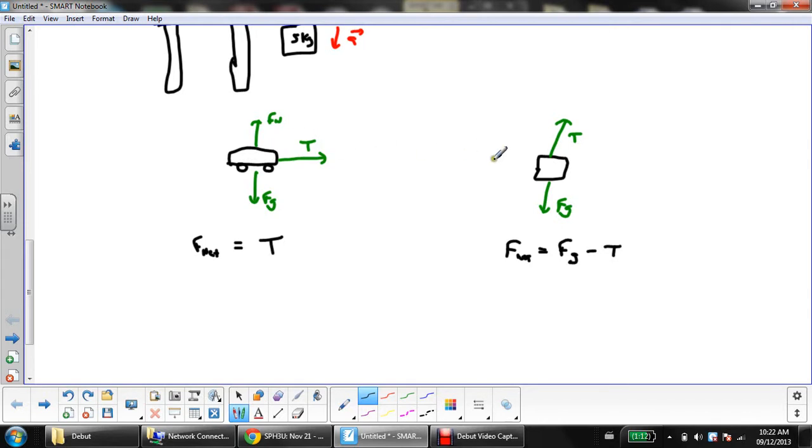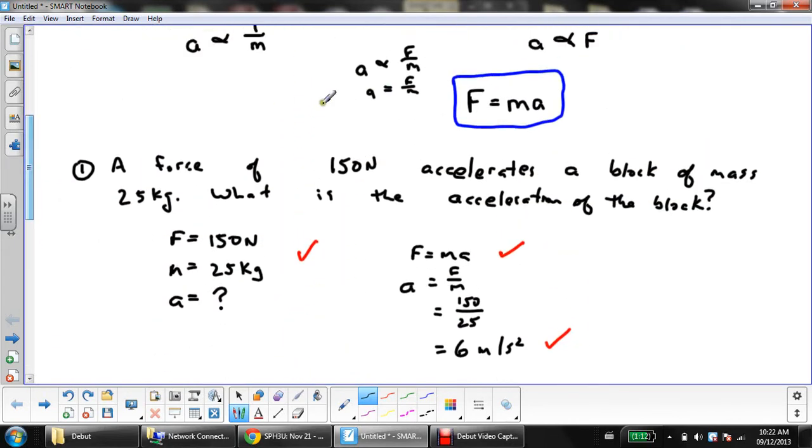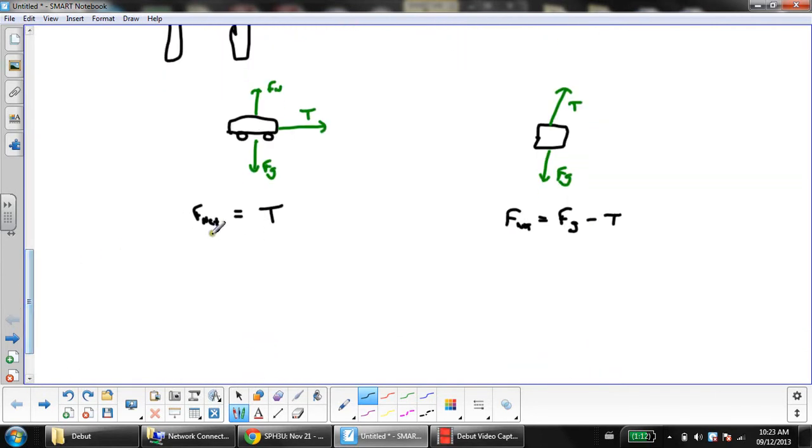This is a key point so far. Step 1, free body diagram. Step 2, equation for net force. Step 3, instead of having F net, we're going to use our brand new, super fancy formula, F equals ma. There it is right there. So instead of writing this, I'm going to write m1a equals T. And over here, I'm going to write m2a equals, force of gravity is m2g, minus T.